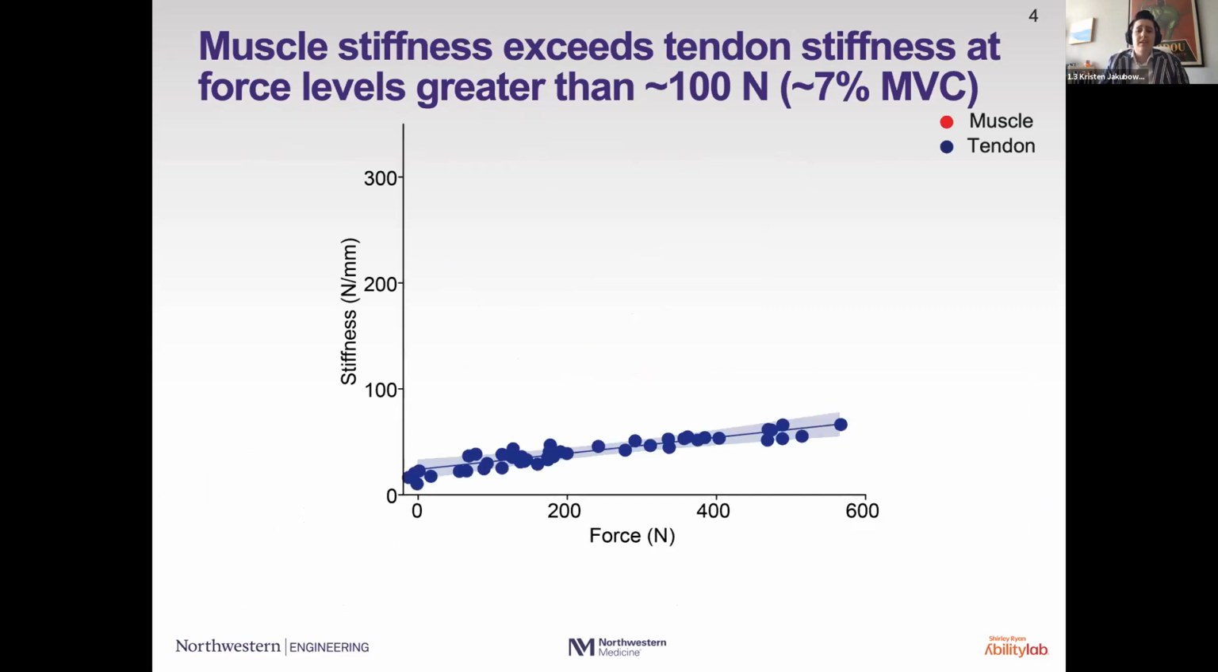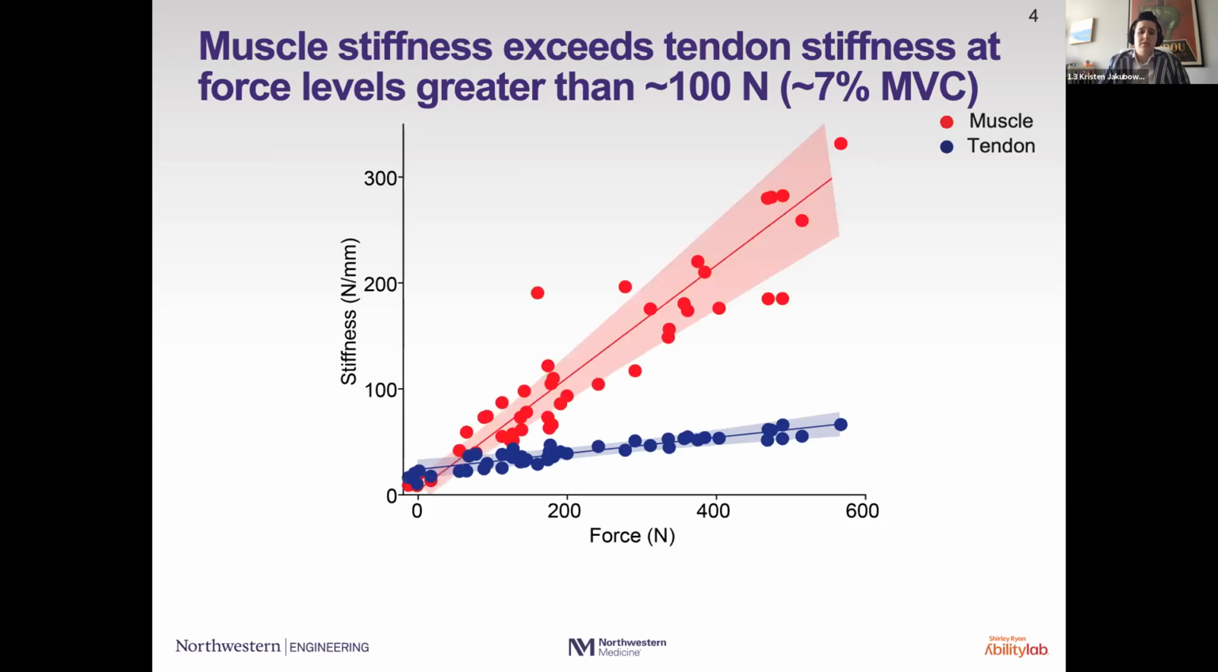So first, plotting tendon stiffness, the solid line is representing a fitted model with the shaded region being the 95% confidence intervals. We can see that as the muscle-tendon force increased, tendon stiffness increased. And this increase in tendon stiffness is due to the nonlinear mechanical properties of the tendon and indicates that we're likely operating on the nonlinear toe region of the tendon stress-strain curve.